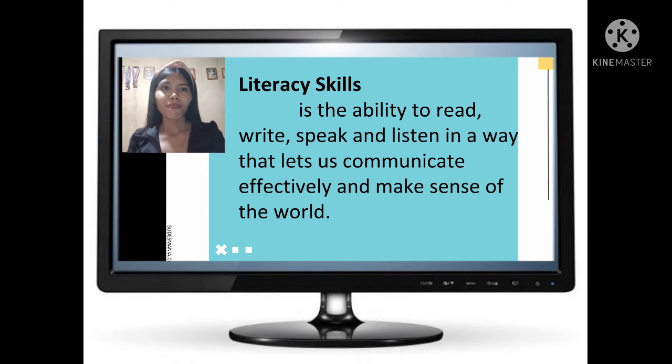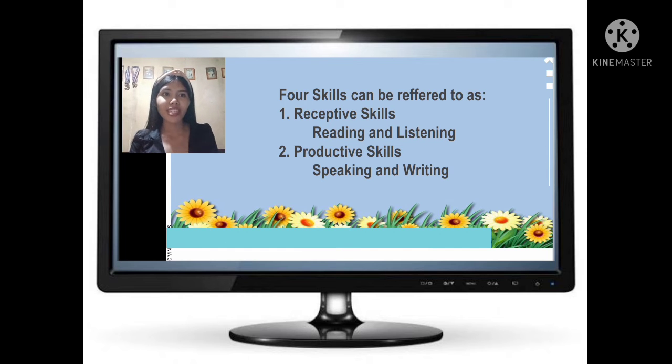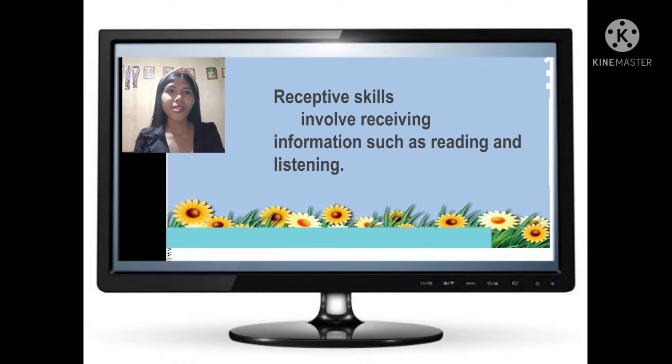So the 4 skills can be referred to as, first, receptive skills. These are reading and listening. So reading and listening is also called receptive skills. And speaking and writing are referred to as productive skills. Now, receptive skills, because it involves receiving information such as reading and listening.